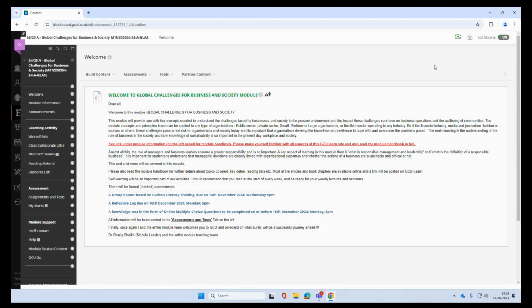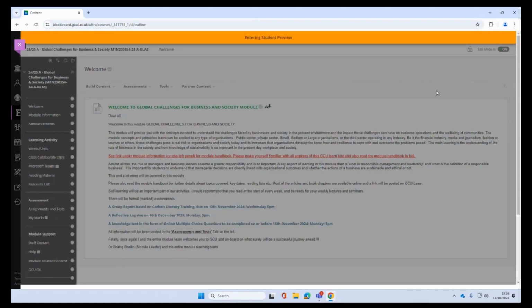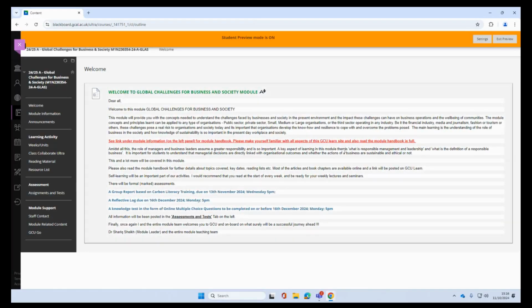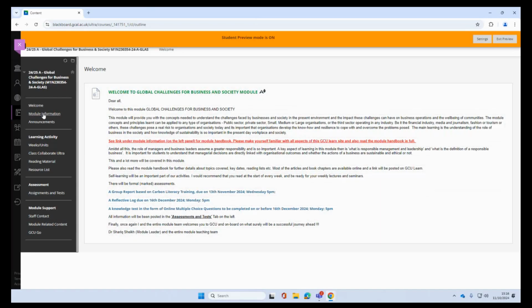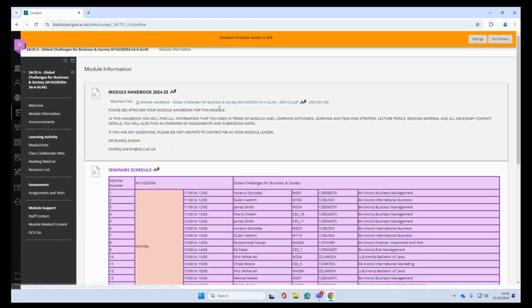So let me go on to the student preview. Right, so this is exactly what you see when you go onto the module. You will go onto this page. This is a welcome page which has some basic introductory information, and some module information. The module handbook is there with all the learning outcomes and everything else.